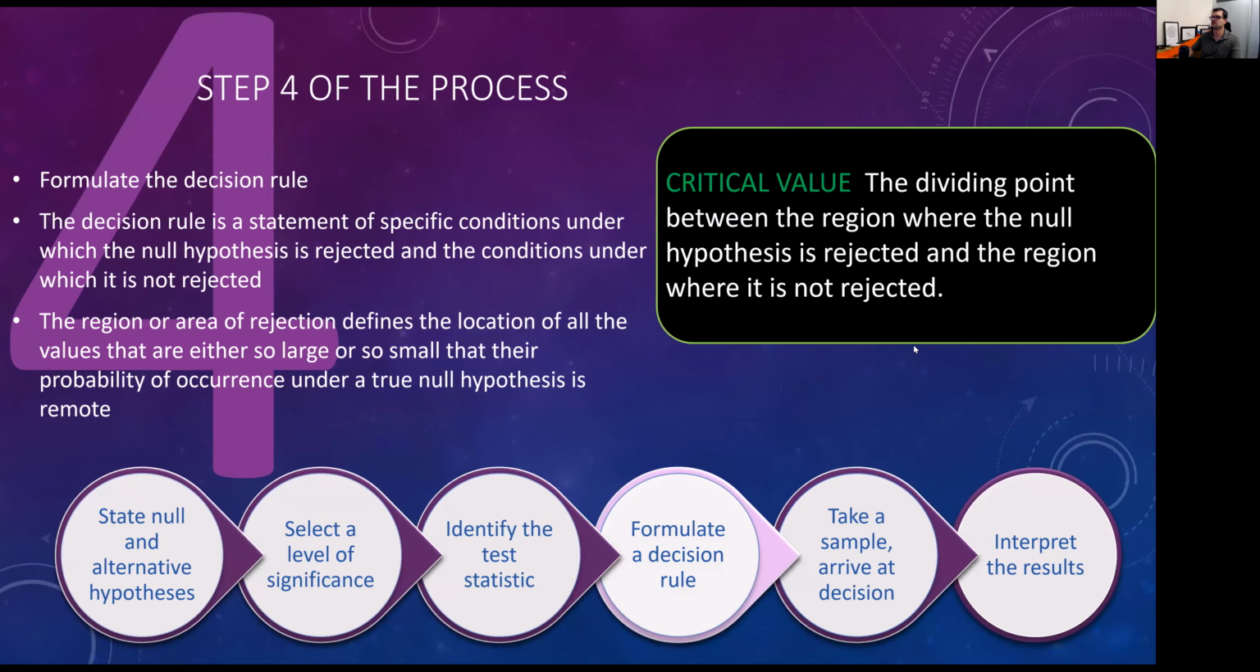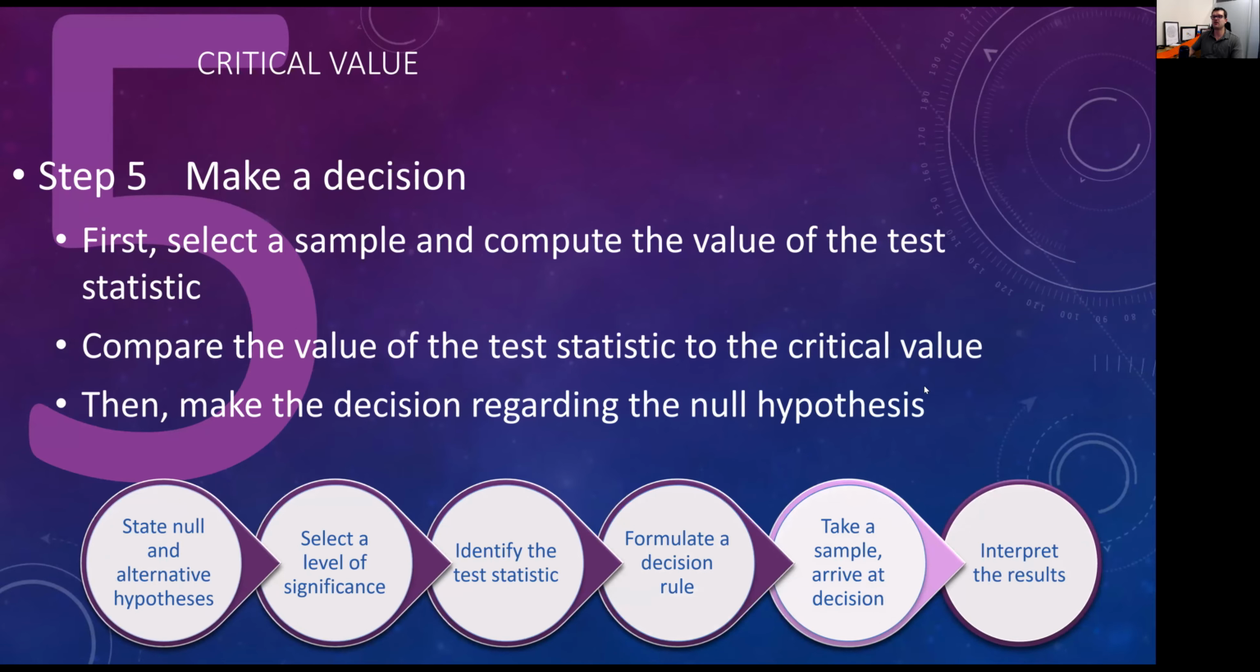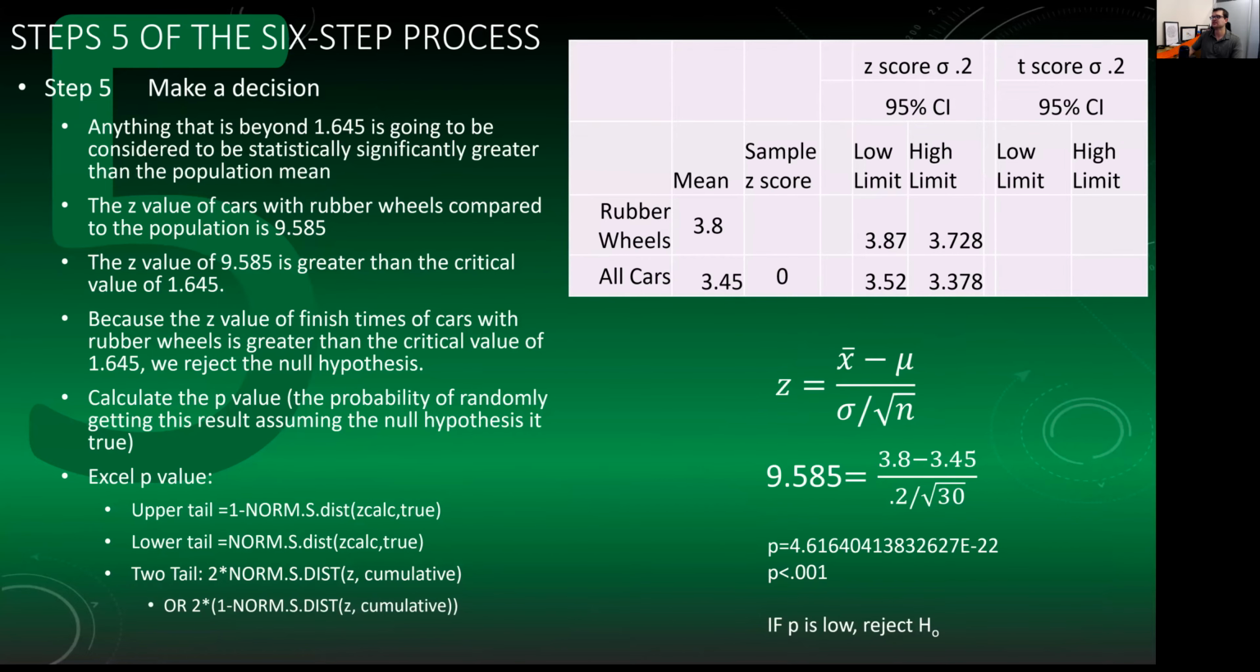So now you need to make a decision. We've got our sample of 30, and we're going to calculate a z calculated value and then make a decision. From our sample of 30, the average time was 3.8. So anything that is beyond that 1.645 is going to be considered statistically significantly greater than the population mean. So the sample of 30 gives us a mean of 3.8.